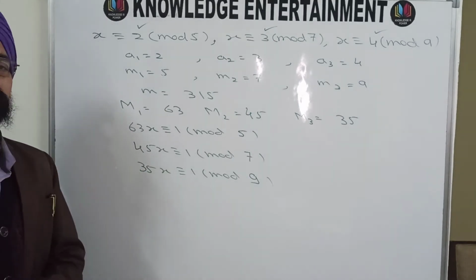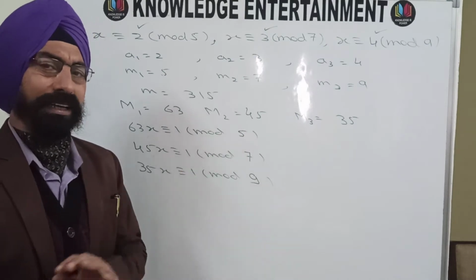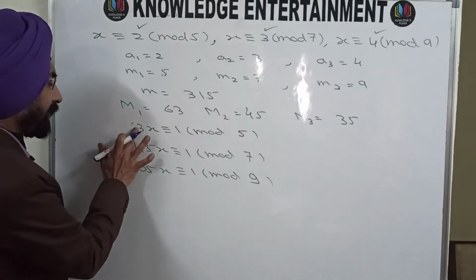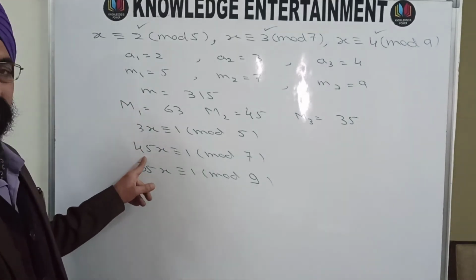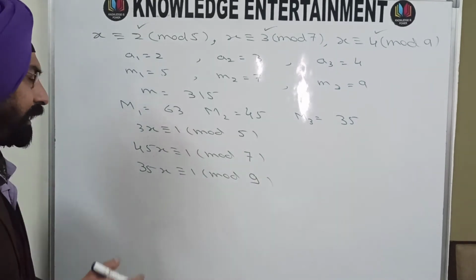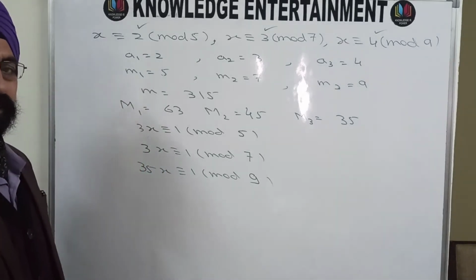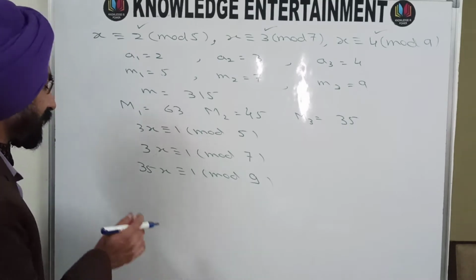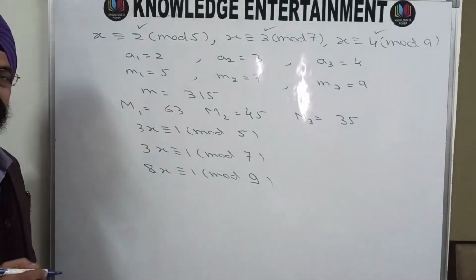Now reduce this equation as much as possible. That means you divide this 63 by 5, and the remainder you are going to get is 3. So you can replace this 63 by 3. Again, divide this 45 by 7, and the remainder you are going to get is 3. So this 45 can also be replaced by 3. Divide this 35 by 9, and the remainder you are going to get this time is 8. So replace this 35 by 8.